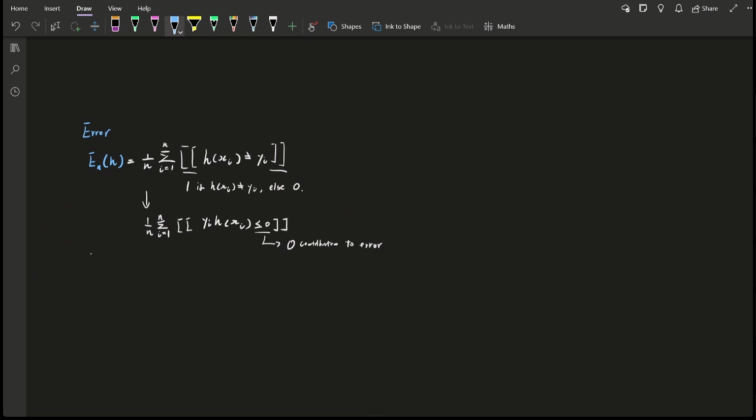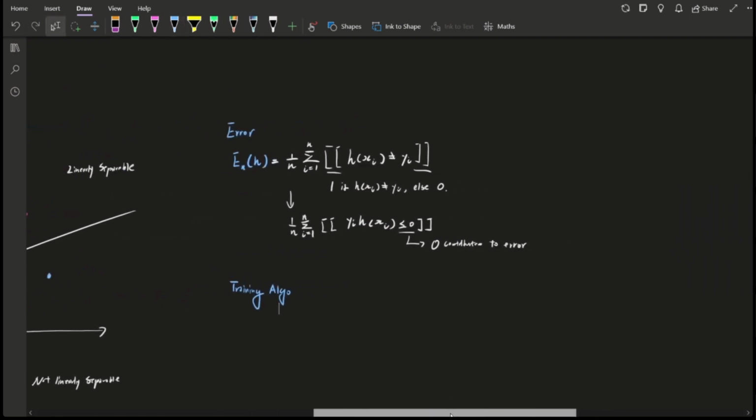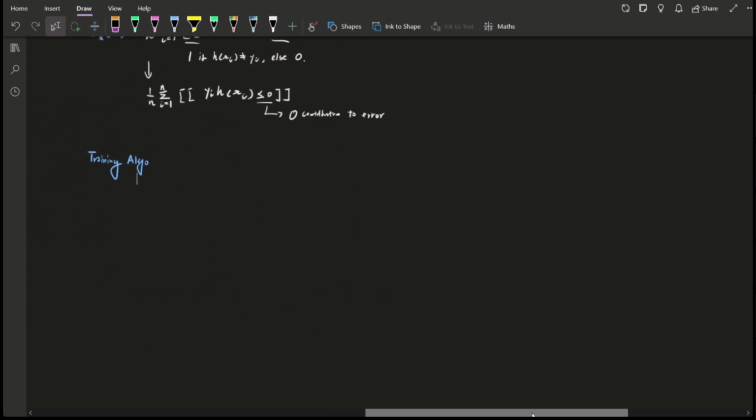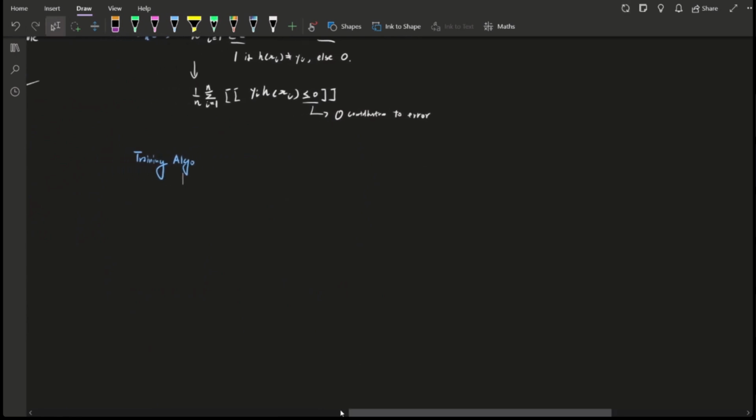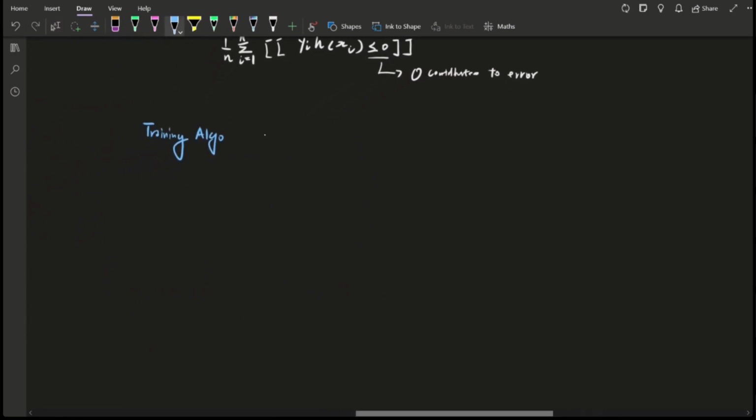Then with the training error done, we can actually talk about how we are going to change your model such that you can classify everything correctly. And in this case, it is not going to involve any gradient descent, which I have previously covered. It's a simple algorithm.